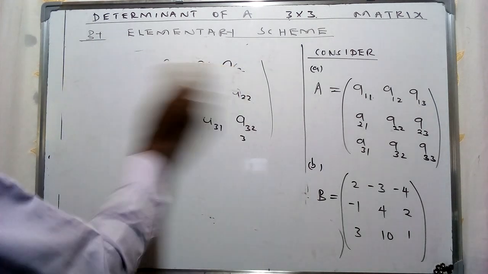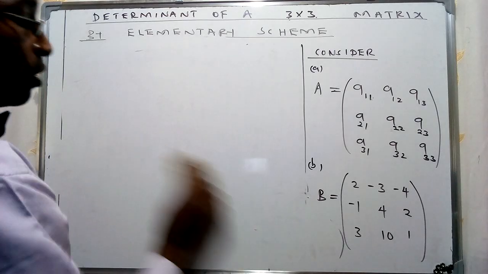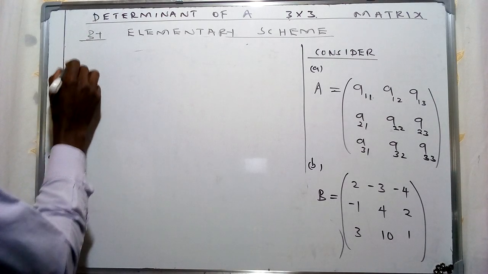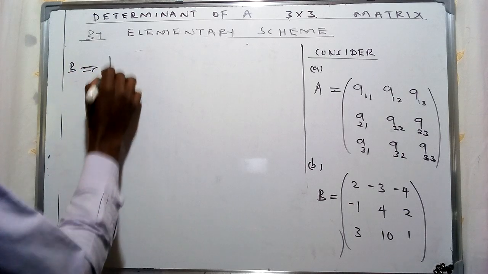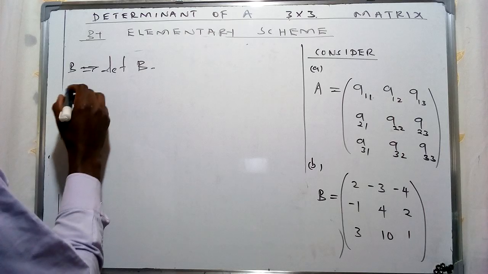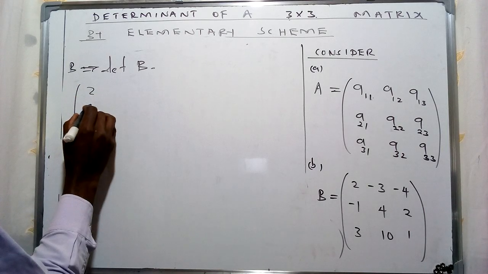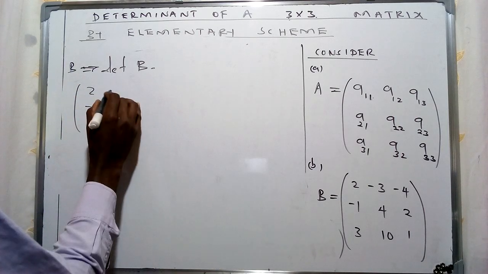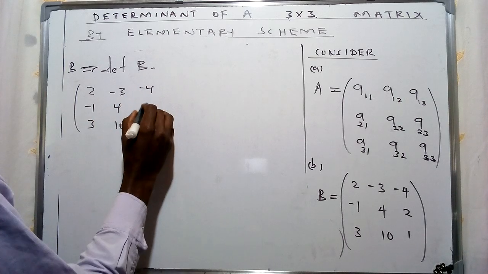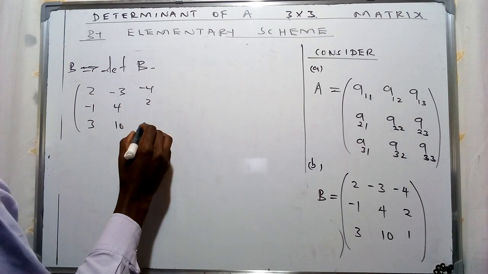So therefore we will take the lower section for P, which is going to be a particular case for the various number of letters for B. So we are required to find the determinant of B using the elementary scheme. So we shall have this one given in terms of 2, -1, 3, -3, 4, 10, and then we're going to have -4, 2, and 1.